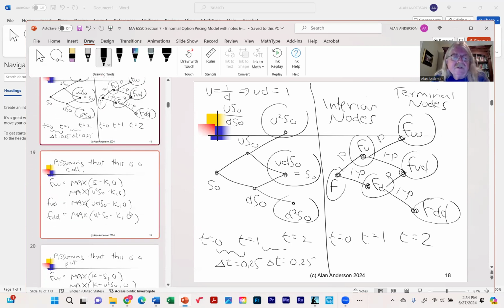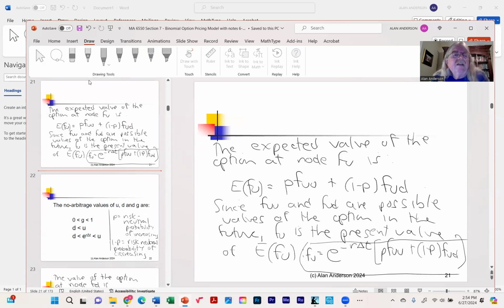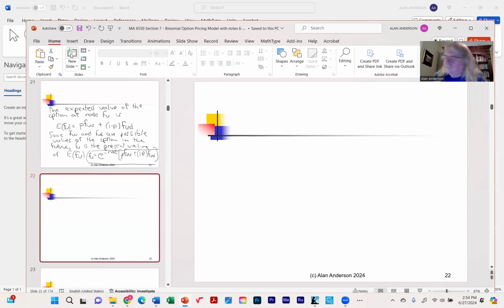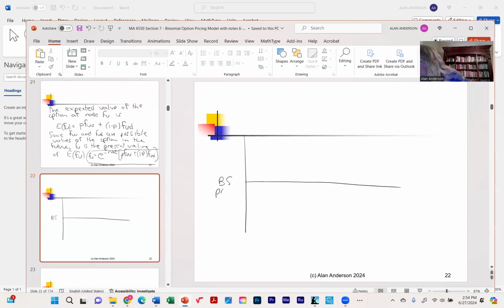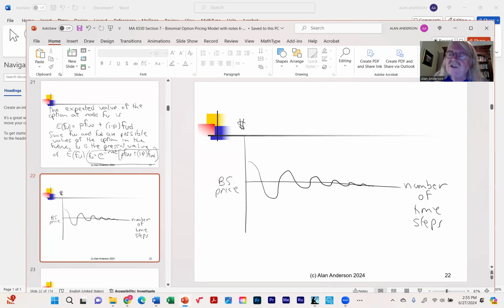And if you actually did go ahead and do this, what you'd probably find is, let's say here we have the Black-Scholes price. Numbers above that mean you've overpriced the option, and numbers below that mean we've underpriced it. Along this horizontal axis, we have the number of time steps. So you'd expect to see a pattern like this. You start out maybe a little too high, then too low, too high, too low, too high. And eventually you'll get within any arbitrary distance of the true Black-Scholes price.